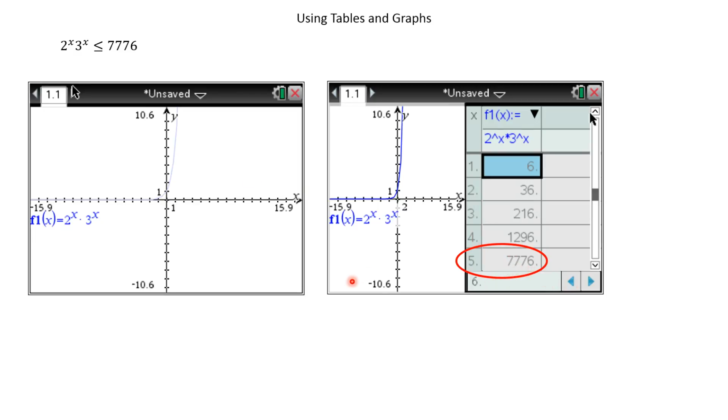So that's where it's equal to. Well, what values make it less than? Well, when x is less than 5, it's less than. So x is just less than or equal to 5. And that's how you do tables and graphs. You're just using your calculators. Type it in. Look at your graph. What are you looking for? So that was section 7.5.